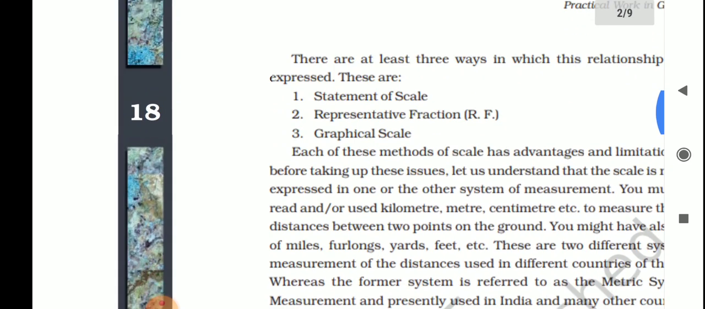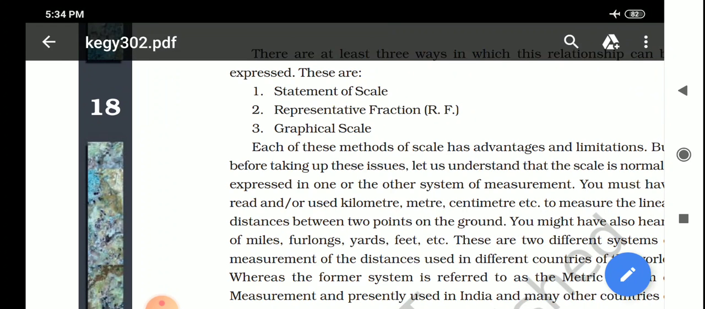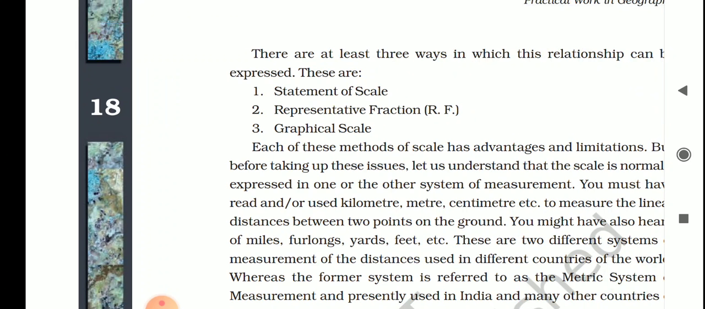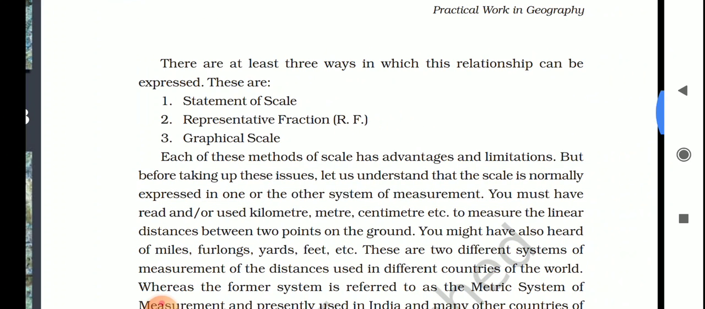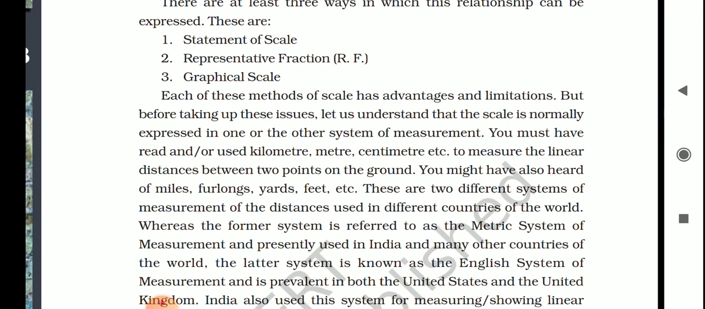Next, students, there are at least three ways in which this relationship can be expressed. First is a statement of a scale, second is a representative fraction, and third one is a graphical scale. Each of these methods of a scale has advantages and limitations.